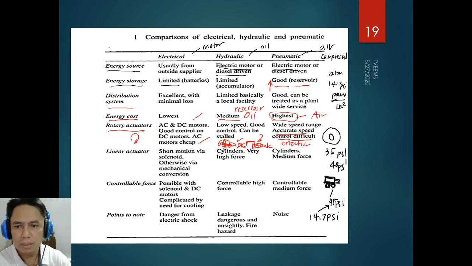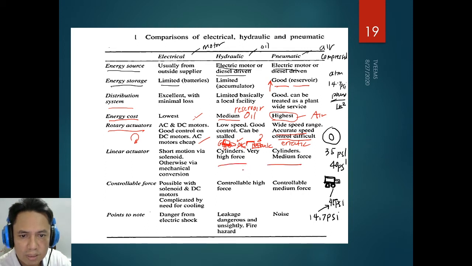So what about linear actuation? I think the very good systems here are the hydraulic and the pneumatic, because they are really designed for linear movement. So this is the cylinder.